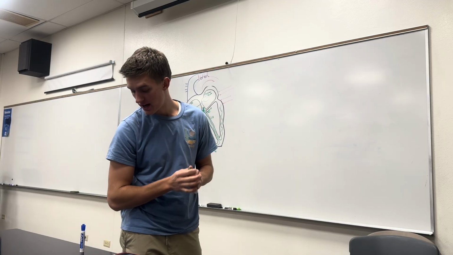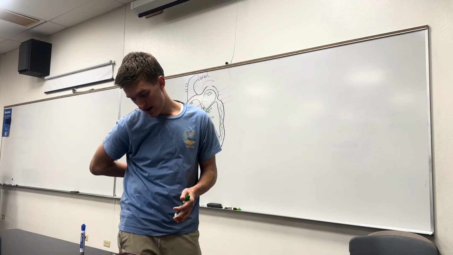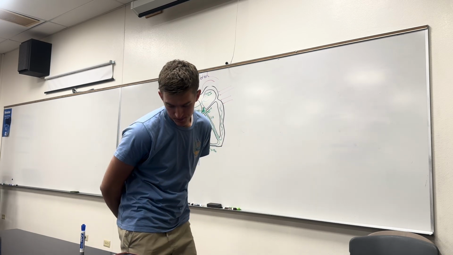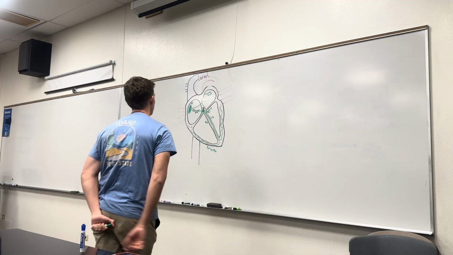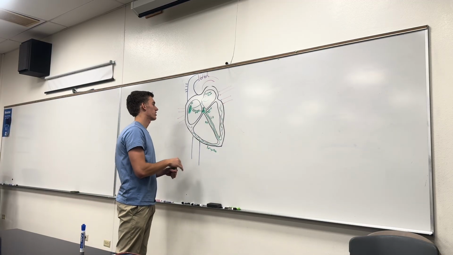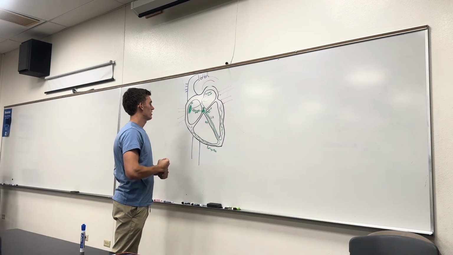The timing for the SA node is about 100 beats per minute. The AV is about 40. Purkinje is about 20. And so the SA node's the fastest, so that's why it's called the pacemaker of the heart, because when that goes off, it will cause everything else to go off.